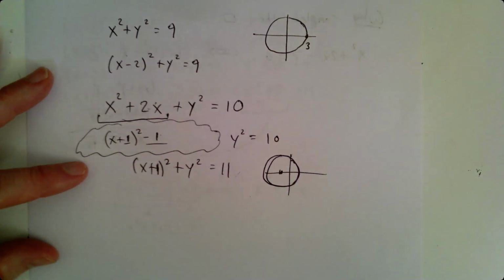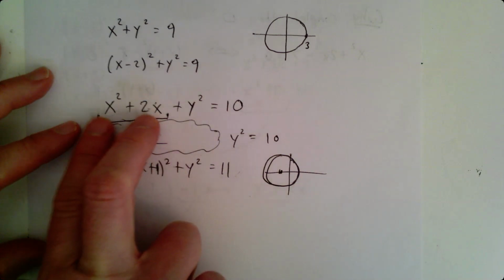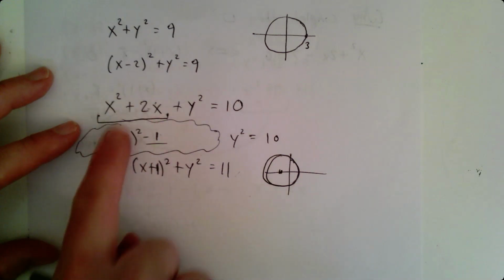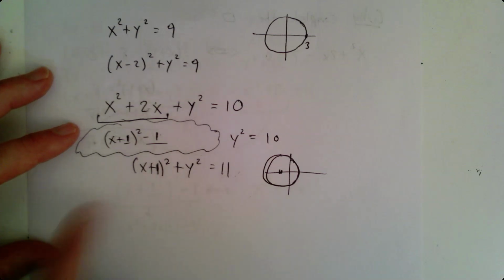So that's another reason completing the square is useful. If you have an equation where you have the x's separated into separate terms like this, you can complete the square in order to combine them, and that can tell you the location of the center of your shape.